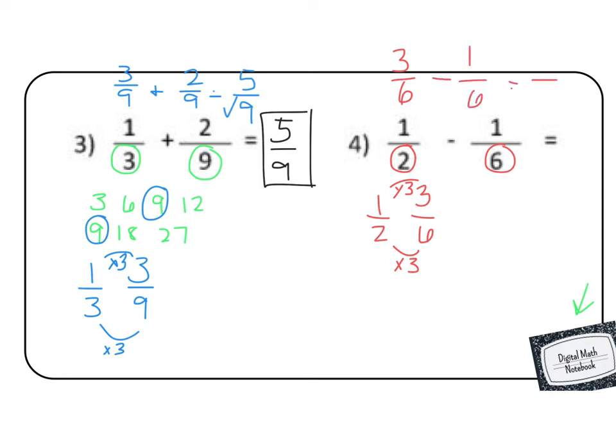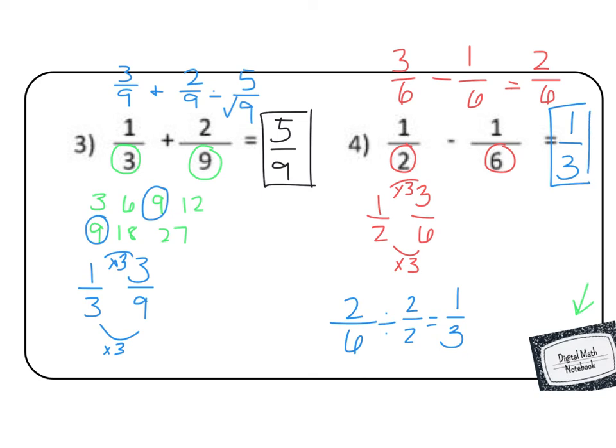And I know that my denominator is not going to change because that's the size of my pieces. So the denominator stays, and then 3 minus 1 is 2. And now 2/6 is not in simplest form because I know that 2/6 has a common factor of 2. So I can reduce this down to 1/3. So my simplest form answer would be 1/3.